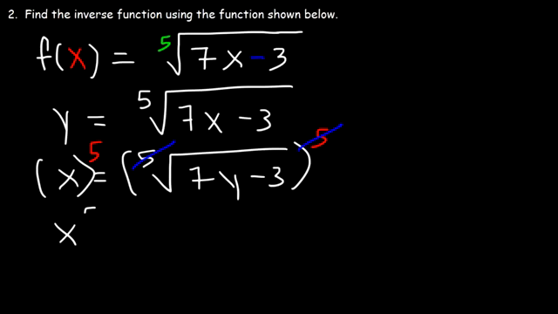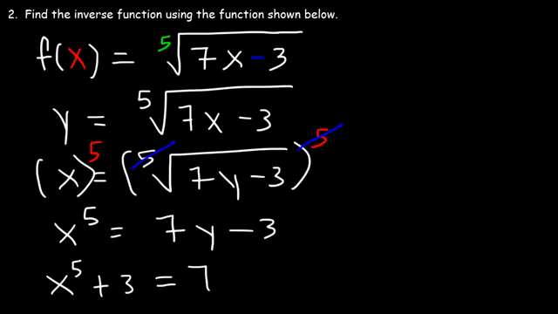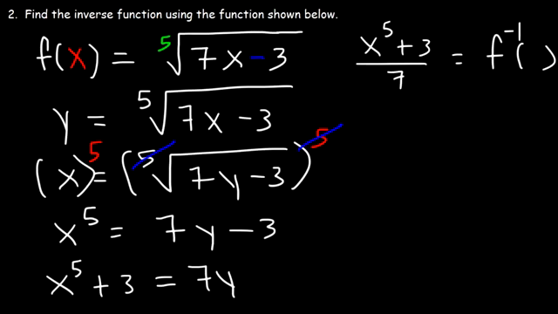So right now we have x to the 5th is equal to 7y minus 3. Now let's add 3 to both sides. So x to the 5th power plus 3 is equal to 7y. And then divide both sides by 7. So x to the 5th plus 3 divided by 7 is equal to y, which is also equal to the inverse function. And so this is the answer.